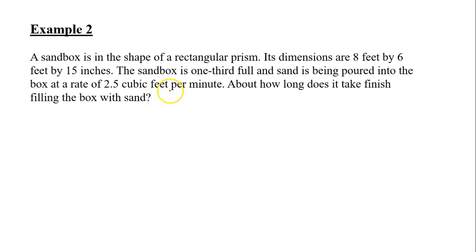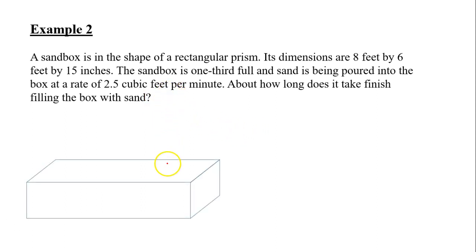Ooh, a sandbox is in the shape of a rectangular prism. That's a box. Its dimensions are 8 feet by 6 feet by 15 inches. Warning, warning, warning, the units are different there. Feet, feet, inches. Gotta keep that in mind. The sandbox is 1/3 full of sand. Ding! And sand is being poured into the box at a rate of 2.5 cubic feet per minute.